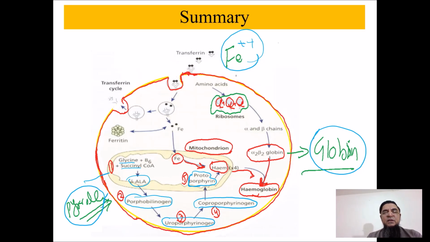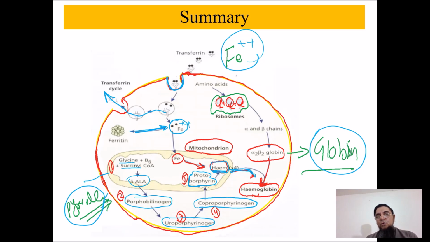From the top, transferrin brings the iron. Transferrin will come inside, will be engulfed into the cell, then inside the cell the iron is released, and transferrin will return back, the transferrin cycle. Iron can also come from the ferritin stores in the cell as well. So this iron will condense with protoporphyrin 9 and make the heme molecule. This heme molecule will come out of the mitochondria.